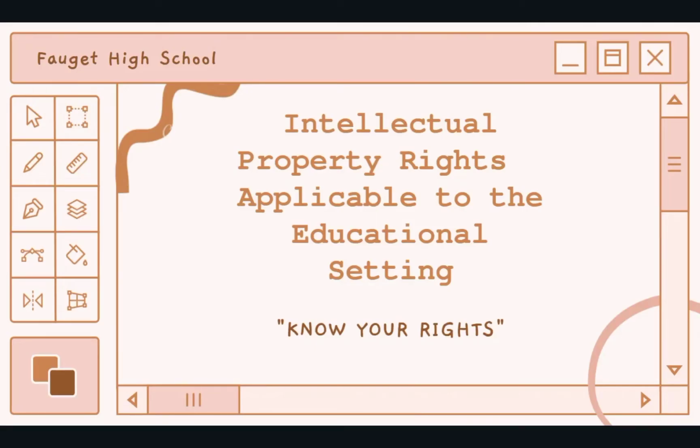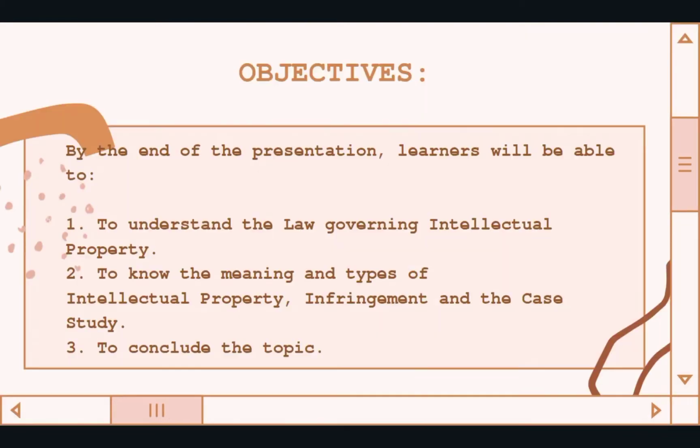And now I'm going to discuss to you about the intellectual property rights applicable to the educational setting. Know your rights! For our objectives, by the end of the presentation, learners will be able to, first, understand the law governing intellectual property. Second, to know the meaning and types of intellectual property, infringement, and case study. The last one, to conclude the topic.